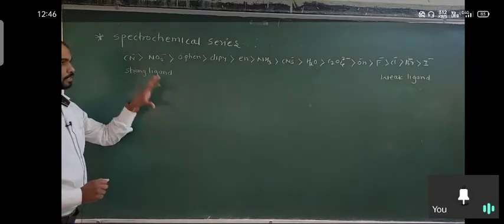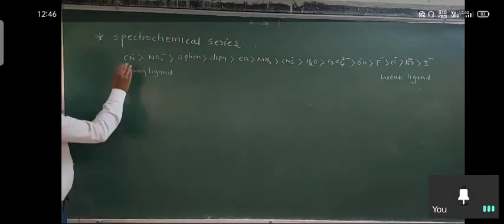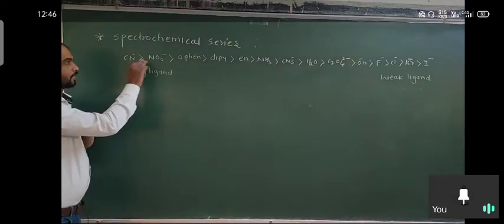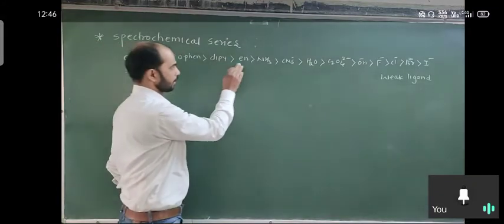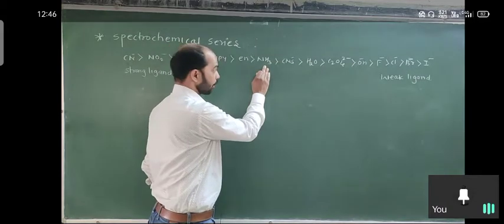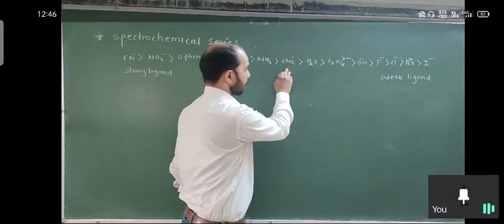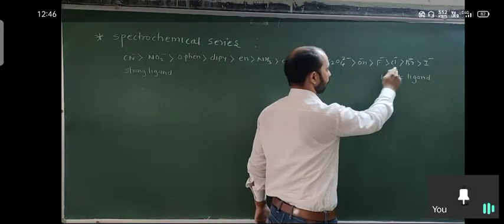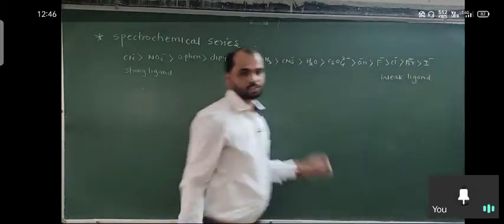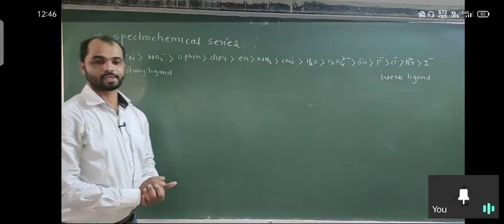So here cyanide is the strongest ligand. After cyanide is NO2, then orthophenanthroline, dipyridyl, ethylenediamine, ammonia molecule, thiocyanate group, water molecule, oxalato group, hydroxy group, fluoro, chloro, bromo and iodo. So this is the series called the spectrochemical series.